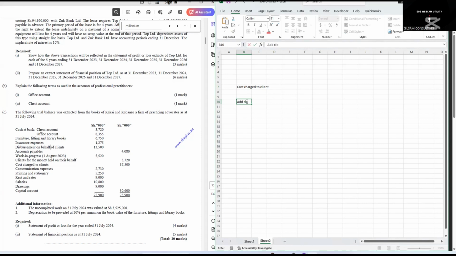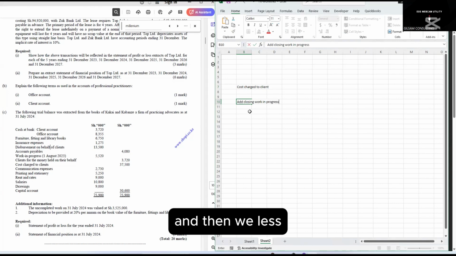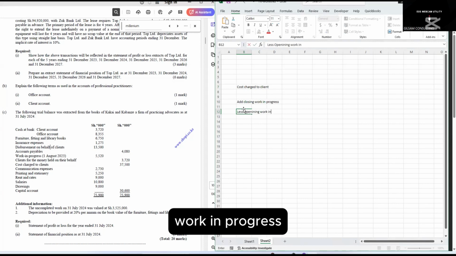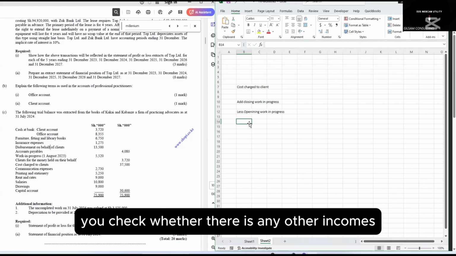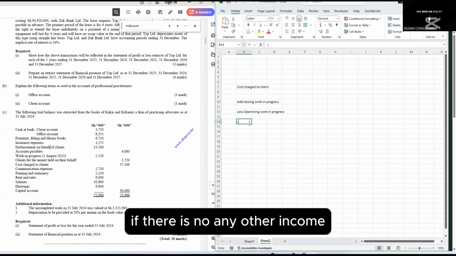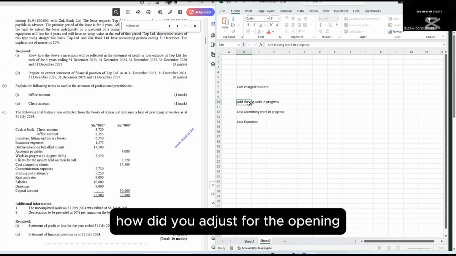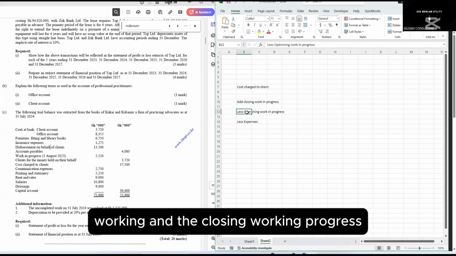And then after that, we add closing work in progress. And then we less opening work in progress. Thereafter you check whether there is any other incomes. If there is no other income, then you subtract expenses. Maybe here is where you were confused. How did you adjust for the opening work in progress and the closing work in progress?